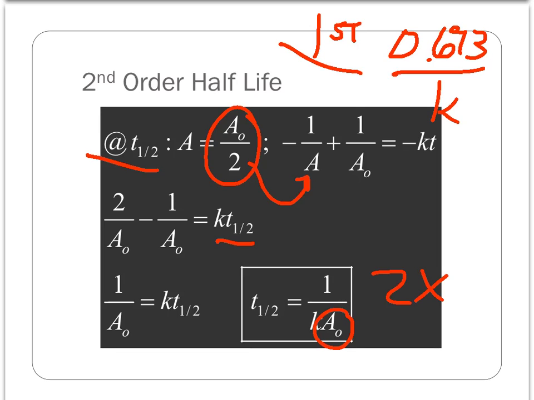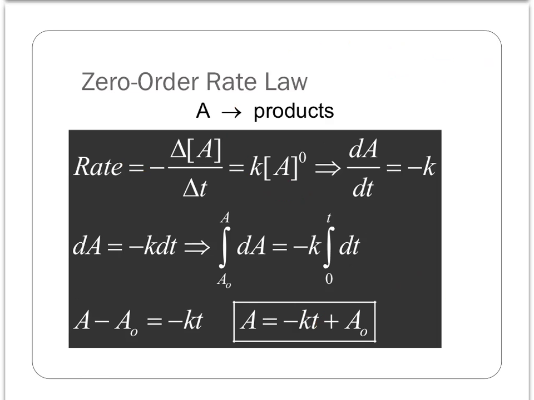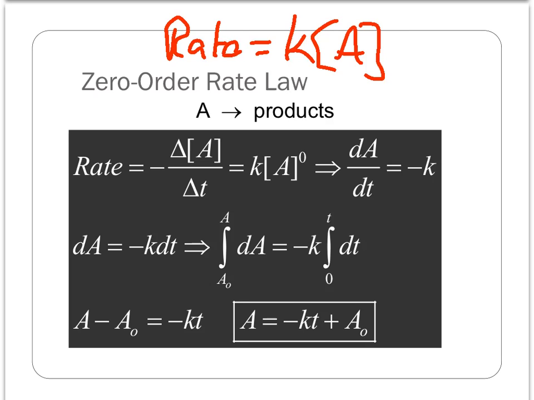All right, so that is second-order details. Take a look at the corresponding equations for zeroth order. So now we have rate is equal to k times the concentration of A to the 0. In other words, the reaction rate doesn't depend upon the concentration of whatever A may be. This is a little bit of an unusual circumstance, and we'll talk in class about situations that behave like this, but rest assured there are real-world situations that do this.